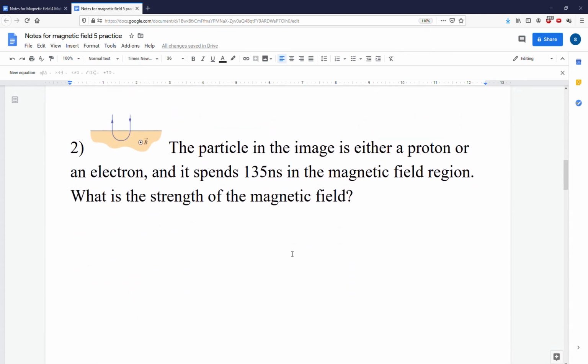Question 2. The particle in the image is either a proton or an electron, and it spins 135 nanoseconds in the magnetic field region. What is the strength of the magnetic field? Please pause the video and attempt this problem yourself.